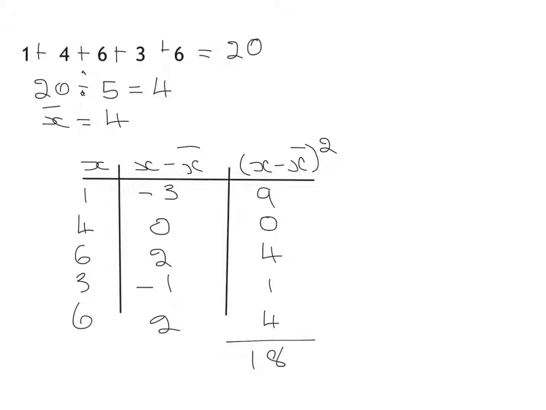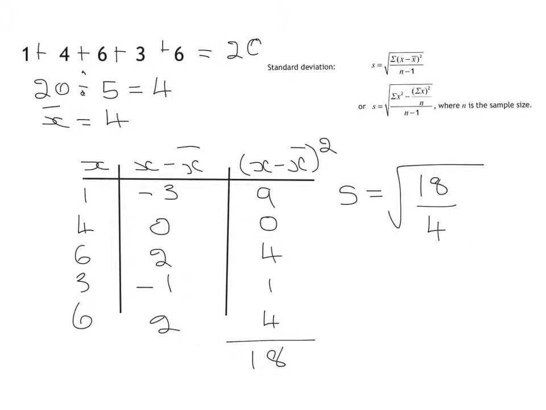Now it's a case of subbing it into our formula. Now we've got all the numbers that we need. So this is the one we're doing to start with. So putting all our numbers in, we have got 18 goes in there, that's this bit here, over 4, which is your n minus 1. N, remember, is the sample size, the amount of data we've got. We've got 5 numbers, so 5 take away 1, that's where the 4 comes from.